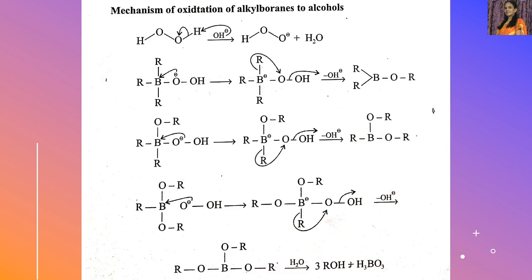And what is left behind? From each water molecule, OH minus is left behind. 3 hydroxide ions and this boron. That is nothing but H3BO3 or B(OH) taken thrice. Like that also we can write B(OH) taken thrice or H3BO3, that is boric acid. Okay. So alcohol is produced in this way from alkyl borane.